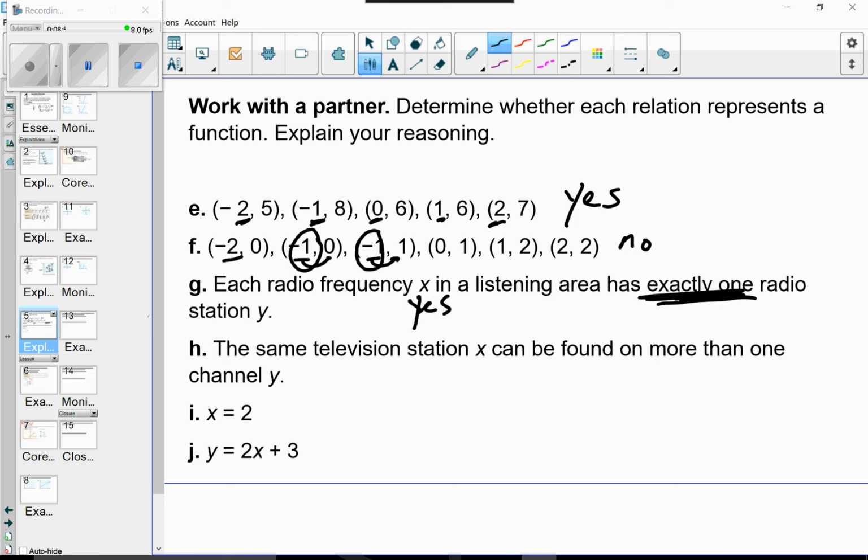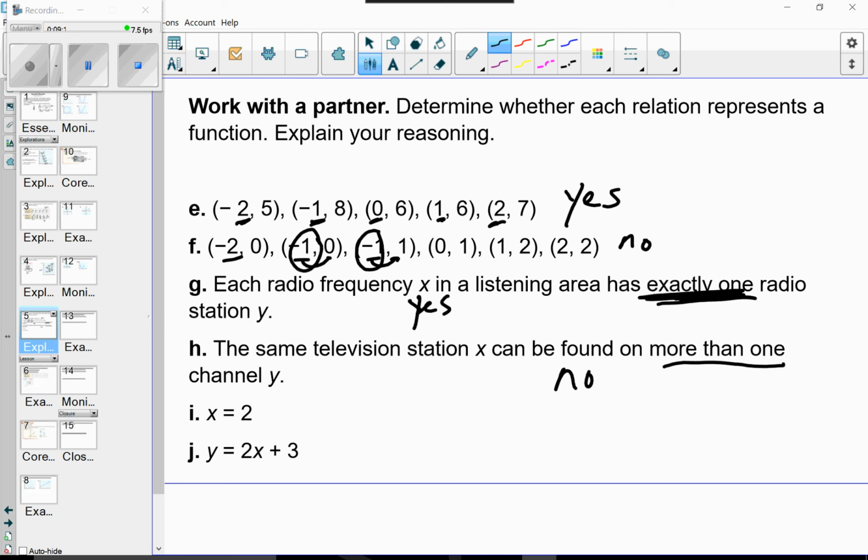Where this one says the same television station X can be found on more than one channel Y. Well, that's a problem. That's not a function. So again, each input television station is paired with more than one output. So every X can only have one Y. It can't have more than one. So that would be an example of no.